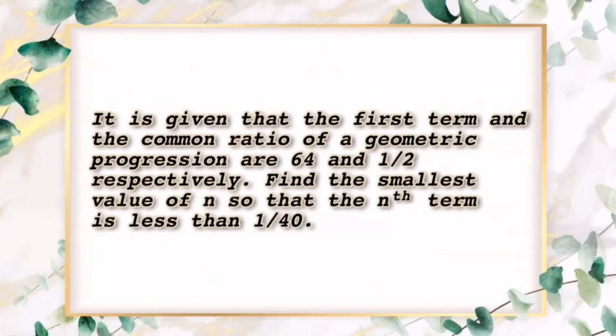It is given that the first term and the common ratio of a geometric progression are 64 and 1/2 respectively. Find the smallest value of n so that the nth term is less than 1/40. Alright, so from the question, it is given that the first term is 64, the ratio is 1/2, and the nth term is less than 1/40. We have also learned that in geometric progression involving finding the nth term, it is given the formula Tn equals ar power of n minus 1.